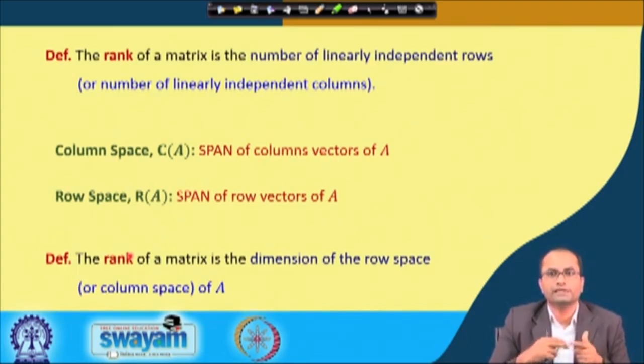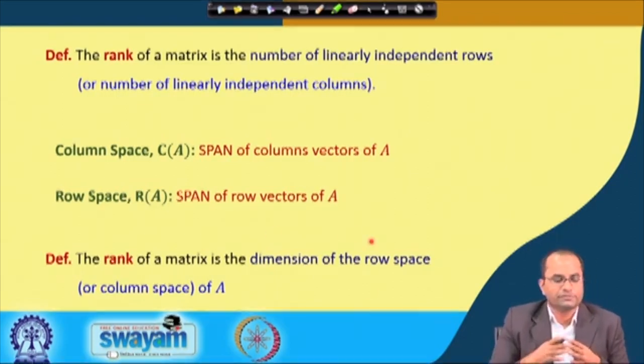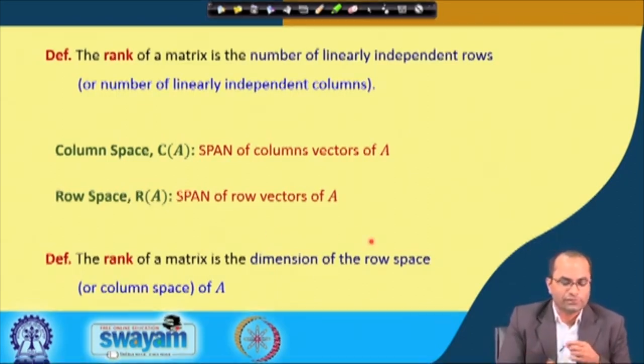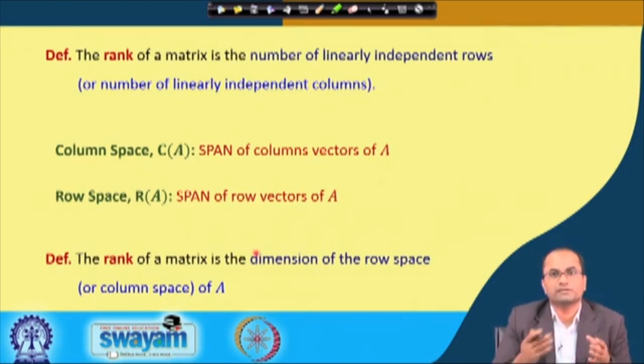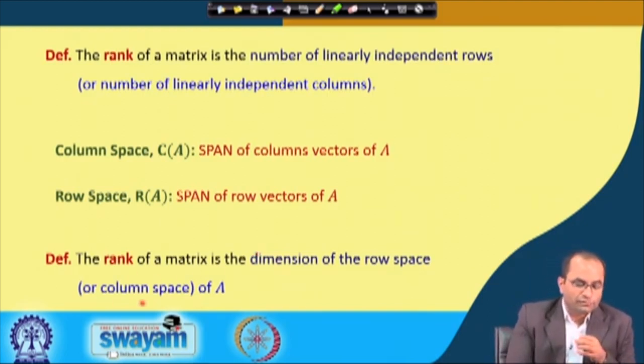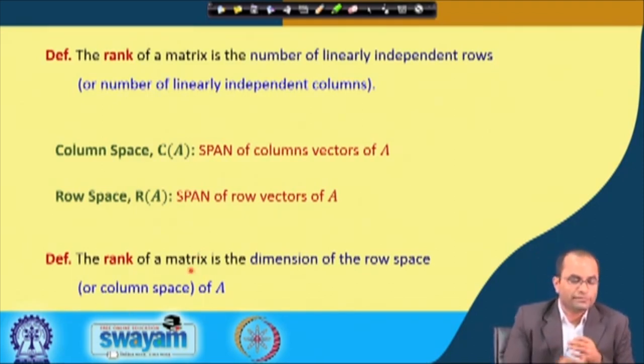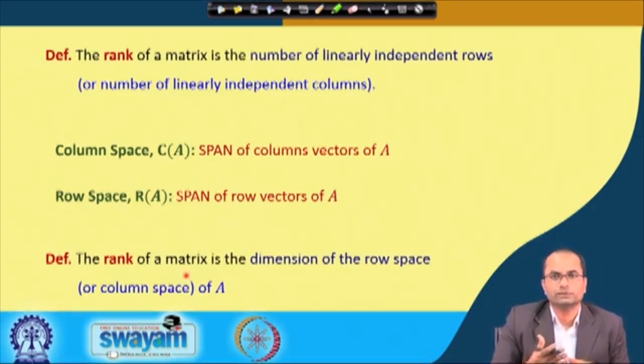So, the number of linearly independent rows, which is actually the definition of the rank again. So, here the dimension of the row space is nothing but the number of linearly independent rows in the matrix, or the dimension of the column space. The dimension of the column space is the number of linearly independent columns in the matrix A. So, we already have these three definitions so far.